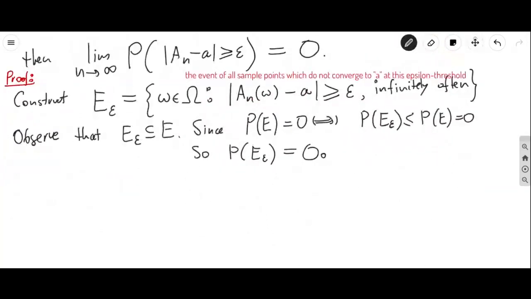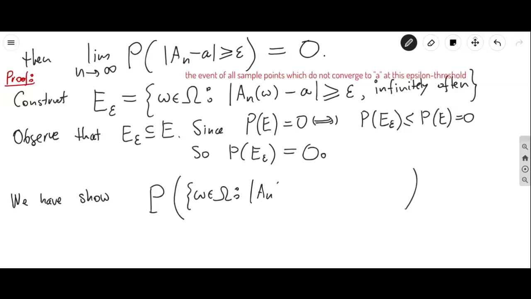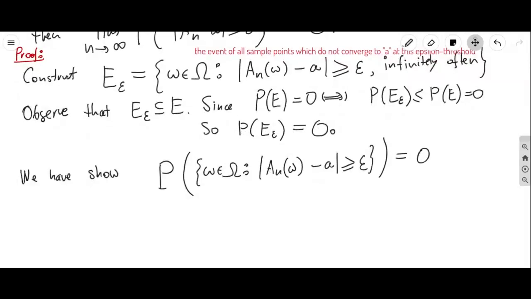Okay, so we have shown that the probability of the following event, and let's just write out what this event is. This event, we've written it over here, so let's write it again. This is the collection of sample points so that |A_n(ω) − A| is greater than or equal to epsilon, that this event happens with probability 0. So this is what we have shown.